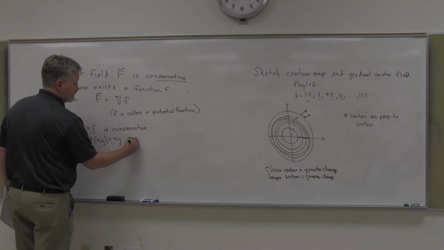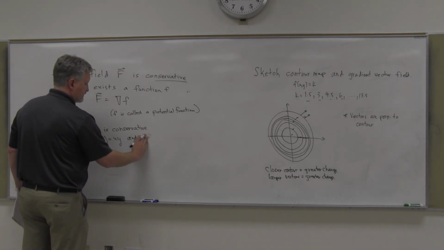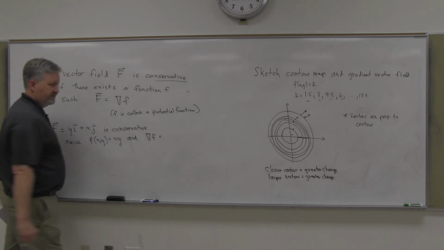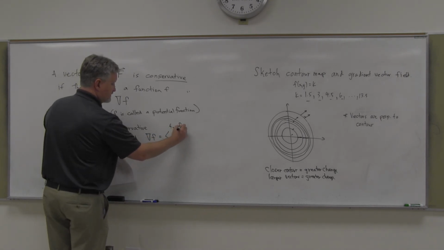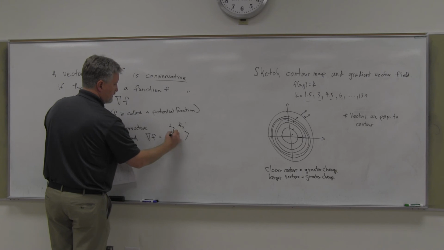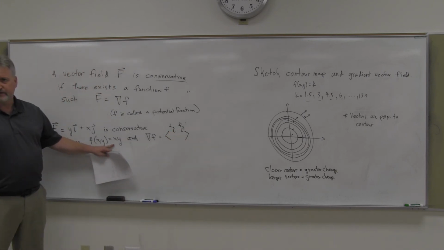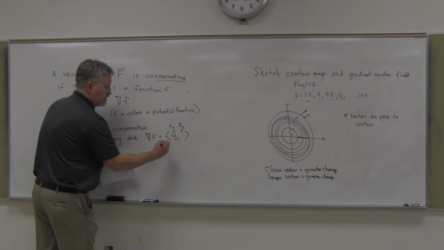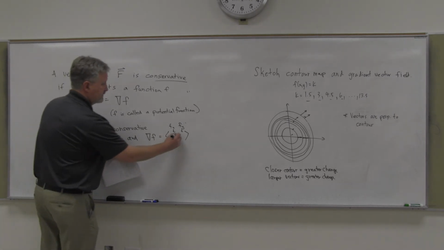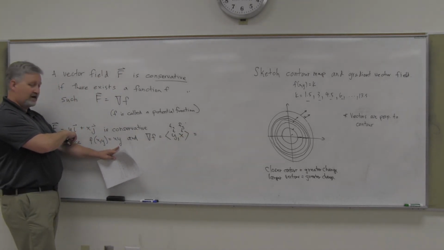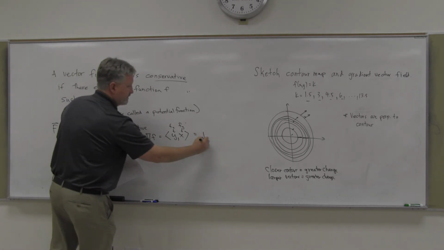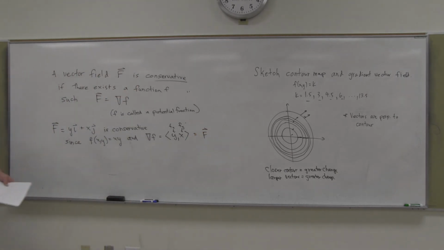And notice what the gradient of f is here. What would be the gradient of f? Remember, the gradient of f has partial with respect to x, partial with respect to y as our components. What's my partial with respect to x here? y. Partial with respect to y? x. You notice what that is? Isn't that F? Because F is yi plus xj, it's the other form here. Okay? So there's an example. This is a conservative vector field because it has this potential function right here.